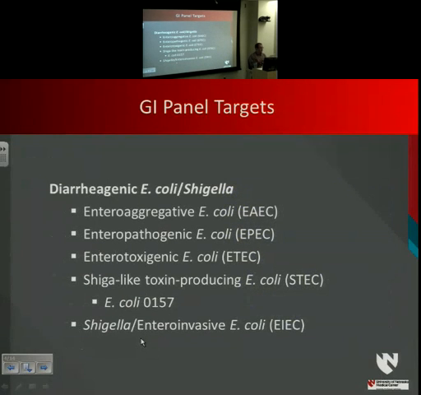Additional bacterial targets include several diarrheagenic E. coli and Shigella. These targets include enteroaggregative E. coli, enteropathogenic E. coli, enterotoxigenic E. coli, and Shiga toxin-producing E. coli. The panel also includes a specific analyte for the commonly encountered E. coli O157, as well as an analyte to detect Shigella and enteroinvasive E. coli, or EIEC.